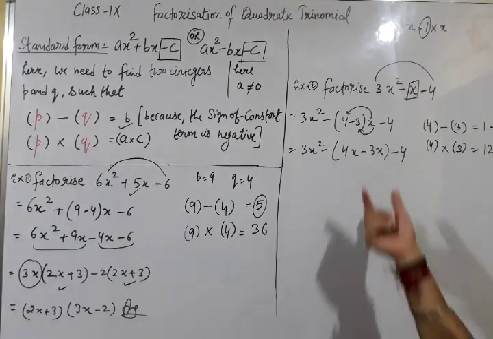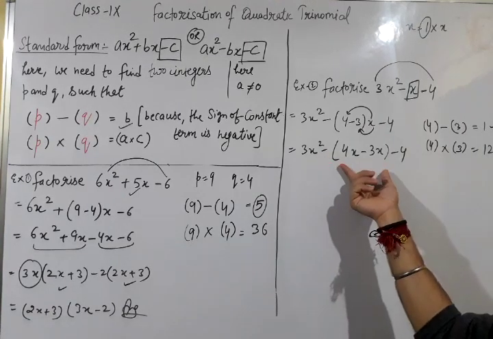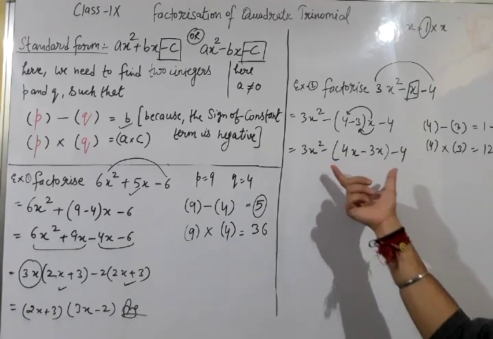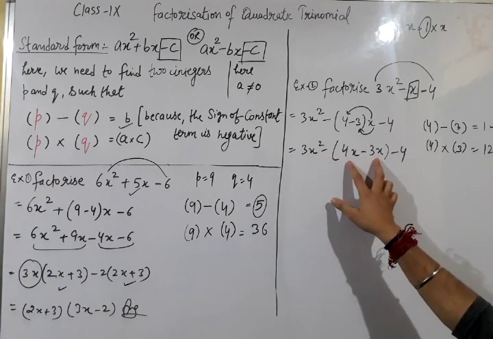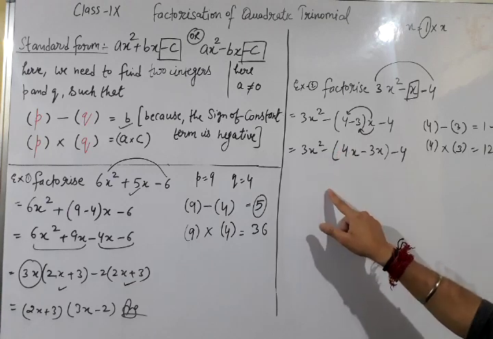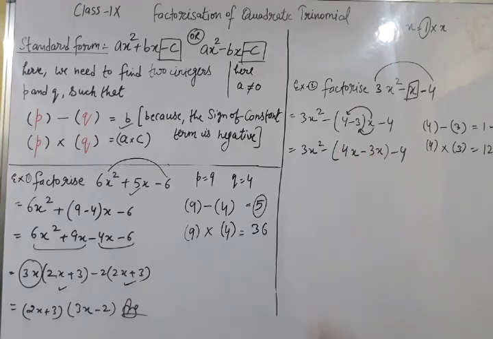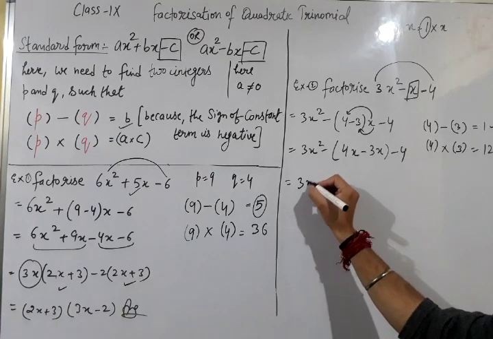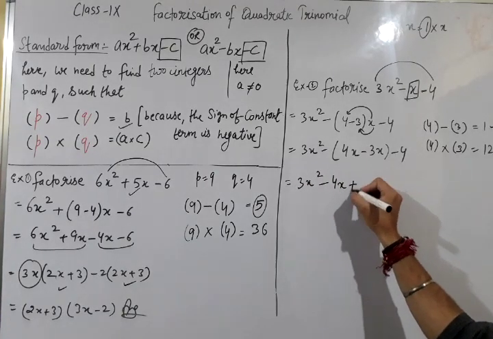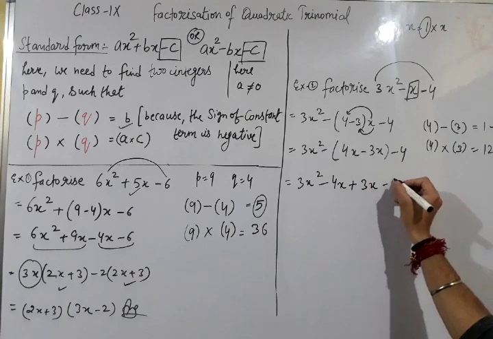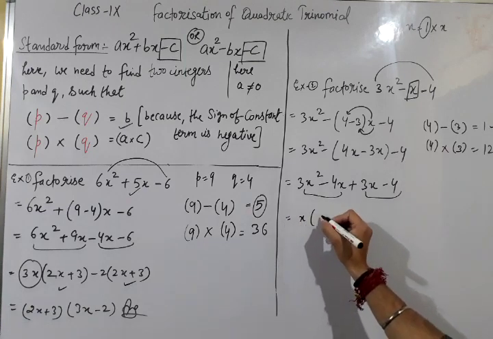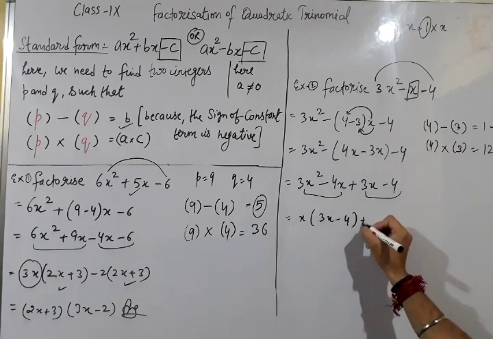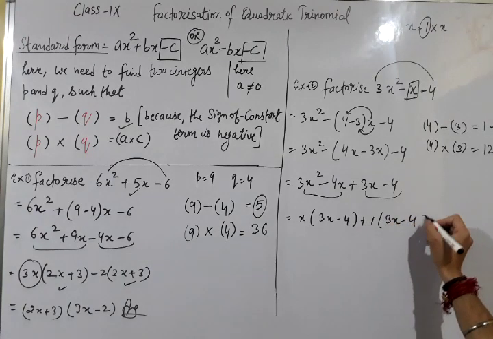Now we will open the bracket and we can see we have a negative sign before that bracket. So when we open the bracket, due to this negative sign, the signs of the interior terms will get opposite. Plus 4x will become minus 4x, minus 3x will become plus 3x. So open the bracket. 3x square minus 4x plus 3x and minus 4 as it is. Take out common from the first two terms and from the last two terms. Only x is common here, so 3x minus 4 is left, plus 1 is common, 3x minus 4 is left.